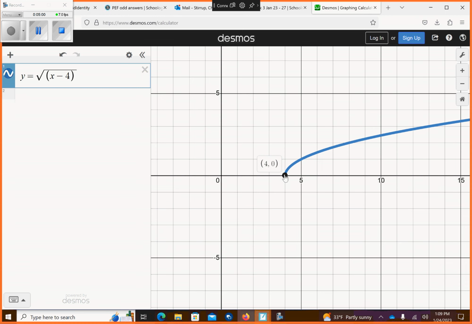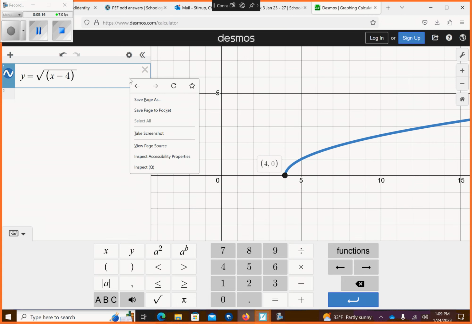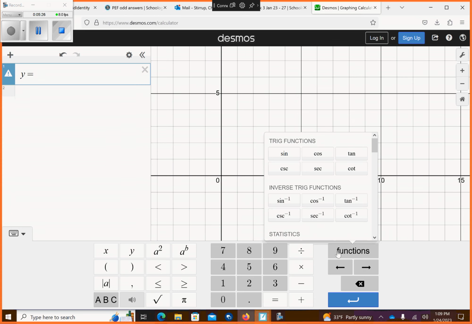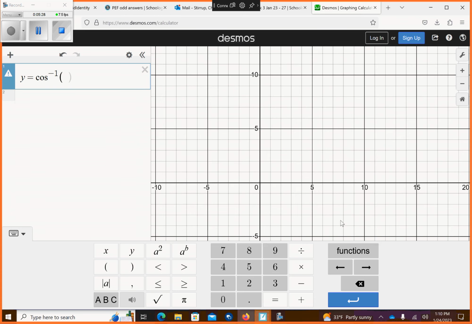So the domain of this first one is going to be square bracket 4 to infinity, because as I go to the right, the graph exists above it. Okay? And then when I get to the second problem, sometimes it gets harder to find the actual cube root. Let's see if we go into functions, if there's, functions.